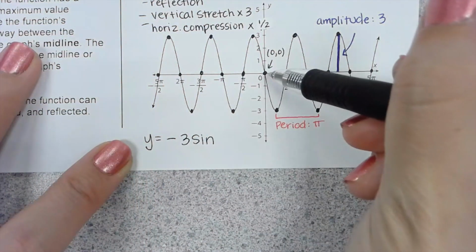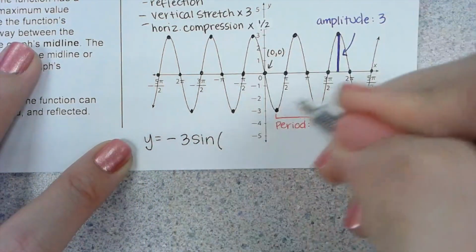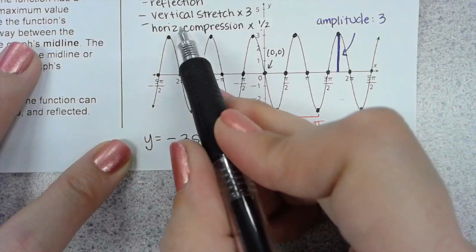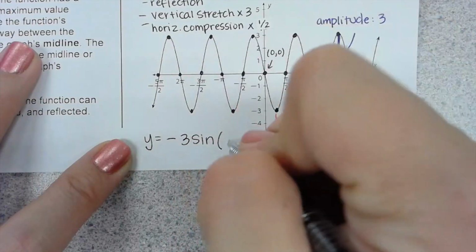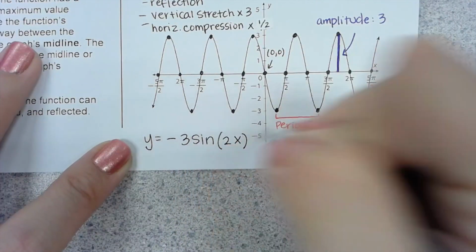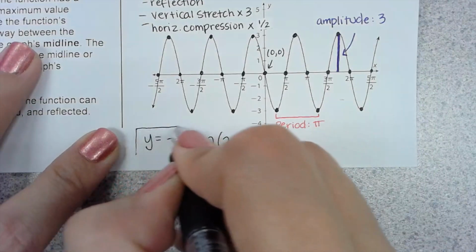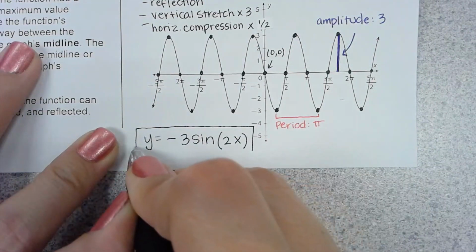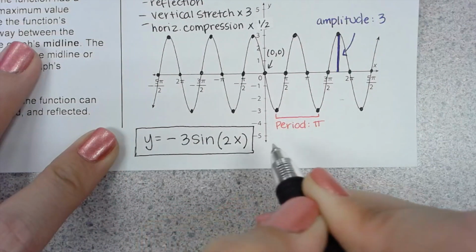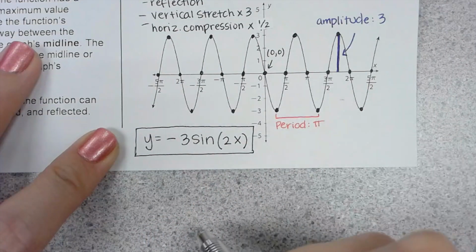I know it's sine because it went through 0, 0. And then on the inside of the parentheses, it was a horizontal compression by a half, and so I'm going to need a 2 along with the x on the inside of the parentheses. All of these things combine to give me the equation for what this sine graph would have been produced from.